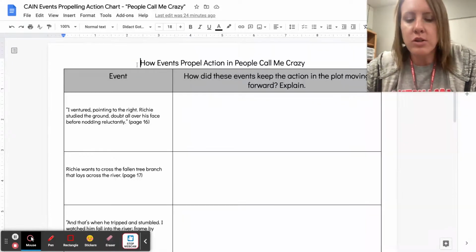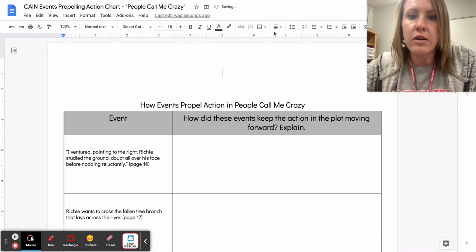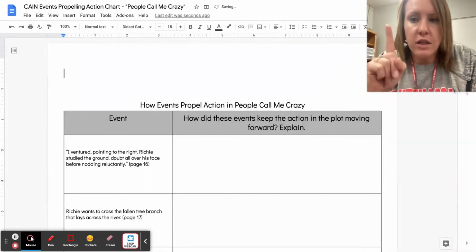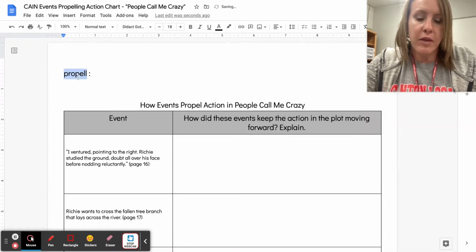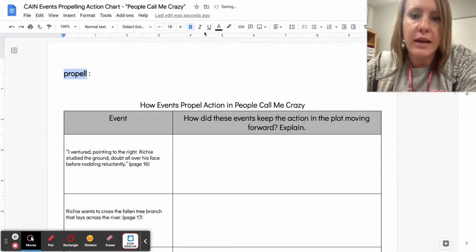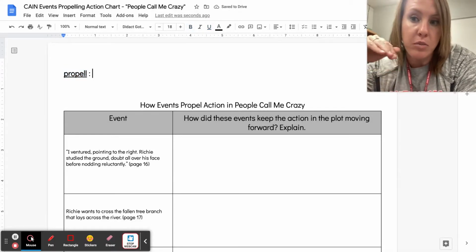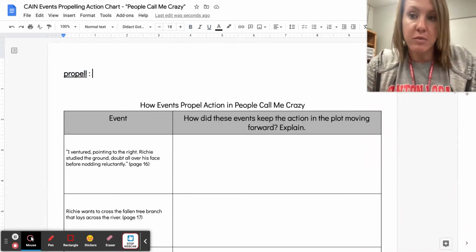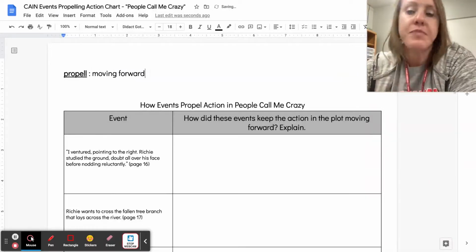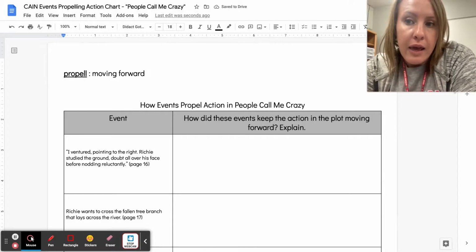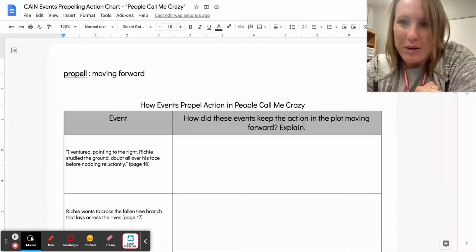Before we do that, I do want you to take a little bit of notes. So if you could get out your reading notebook and jot a few of these things down. The first thing that you need to know is what the word propel means. If you think about a propeller on a boat, a propeller moves forward, right? So if something is being propelled, it is moving forward. Pause me while you go to write this down.